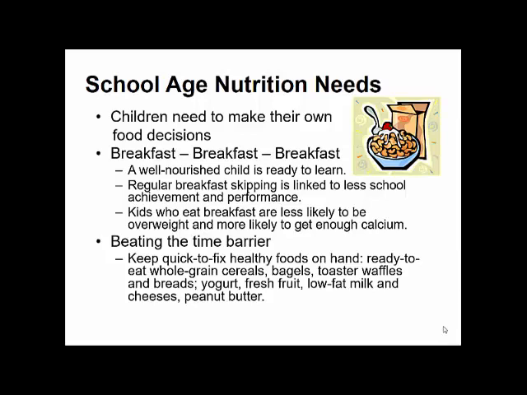Breakfast. A well-nourished child is ready to learn, and regular breakfast helps. Skipping is linked to less school achievement and performance. Kids who eat breakfast are less likely to be overweight and more likely to get enough calcium.